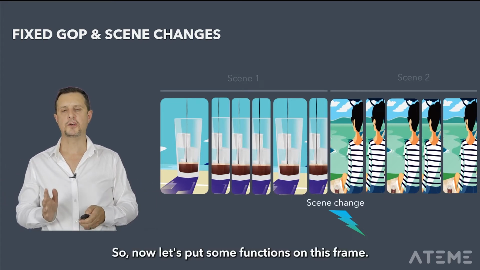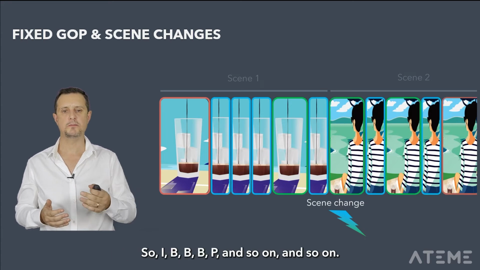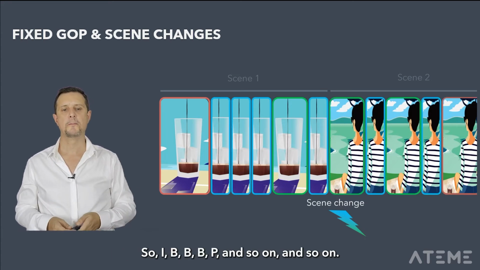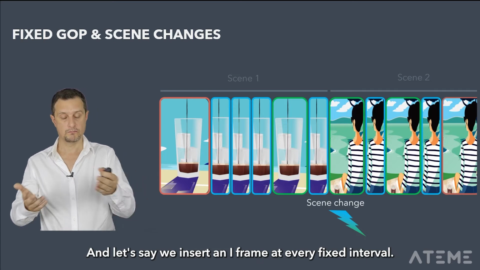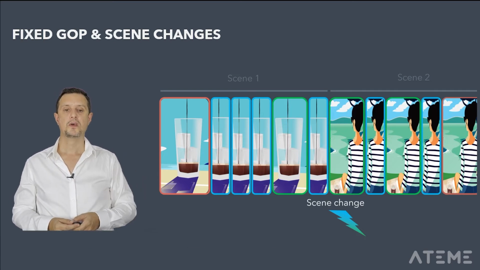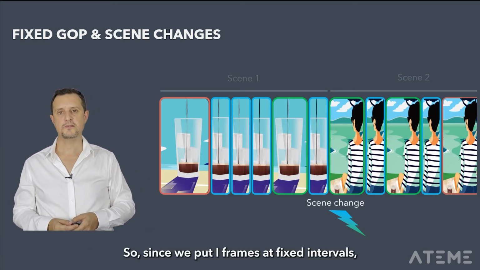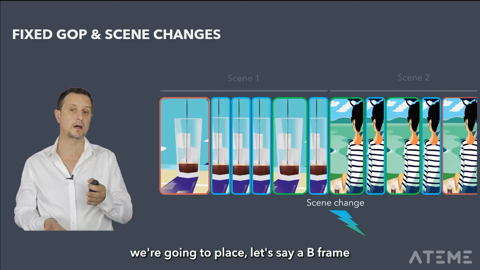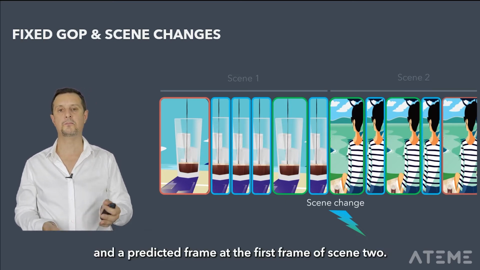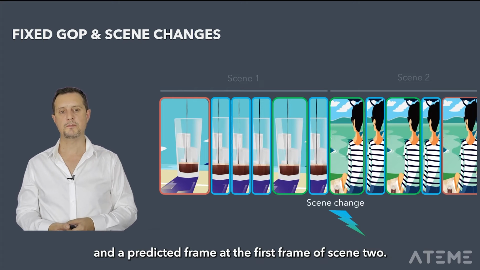Now let's put some frame types on this sequence, so the I, B, B, B, P, and so on. And let's say we insert an I-frame at every fixed interval. So now we talk about fixed GOP. Since we put I-frames at a fixed interval, we're going to place, let's say, a B frame at the last frame of scene 1 and a predicted frame at the first frame of scene 2.